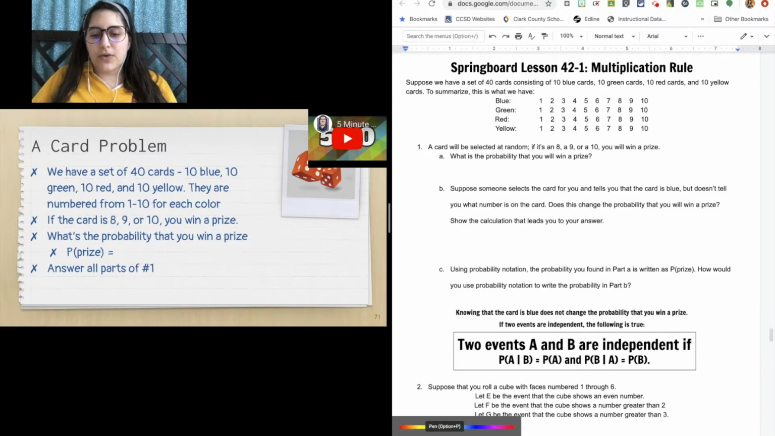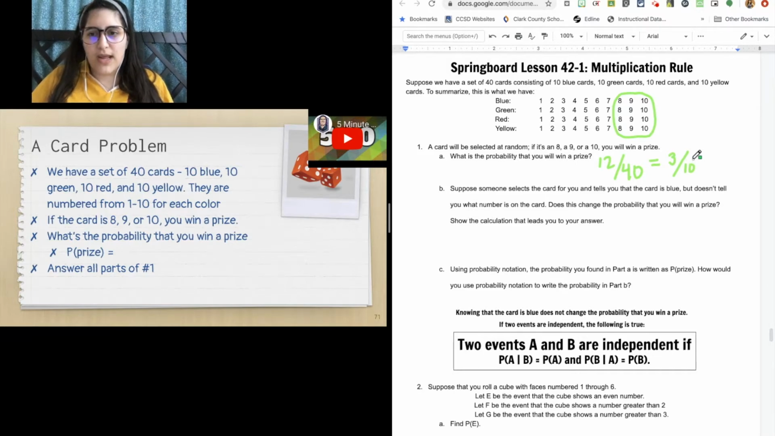So let's ask ourselves, what's the probability that I win a prize here? I can win a prize by getting any of these cards right here. Those are my 8s, my 9s, and my 10s. Remember, it doesn't matter what color it is. So there are 12 cards out of 40 total that would give me a chance to win my prize. Let's reduce that fraction because it's going to help us a little later. My common factor here is 4. I can divide both 12 and 40 by 4. 12 divided by 4 is 3, and 40 divided by 4 is 10. So I've got a 30% chance of winning the game.